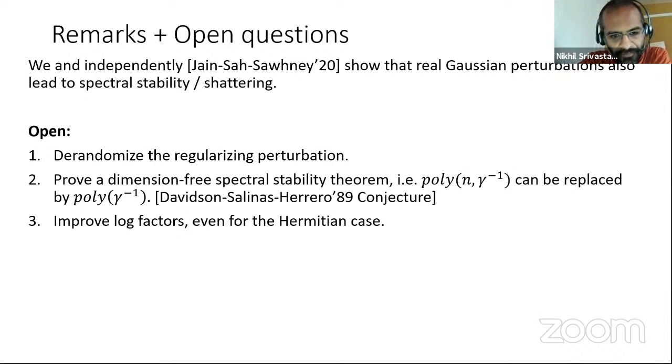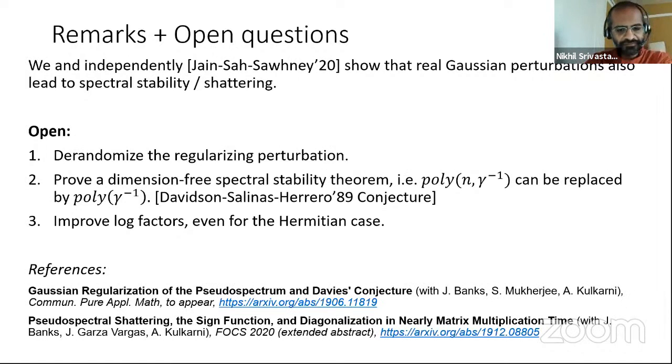That's still open. And finally, this is a theoretical work. It's far removed from practice. The complexity bound has a log to the 6, which doesn't seem necessary. So could we bring this closer to the practical spectral bisection algorithm by improving the analysis, removing some of the log factors? And these are the references.